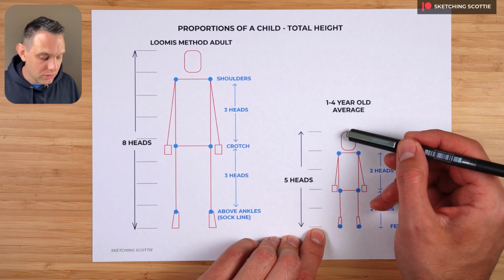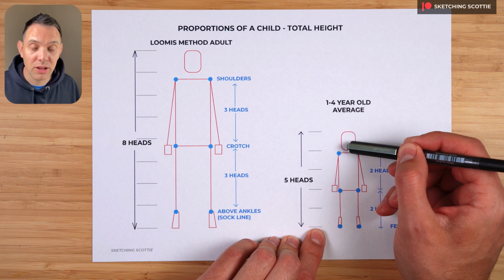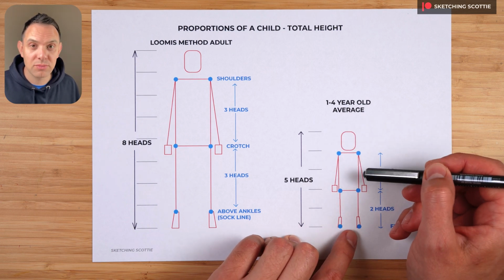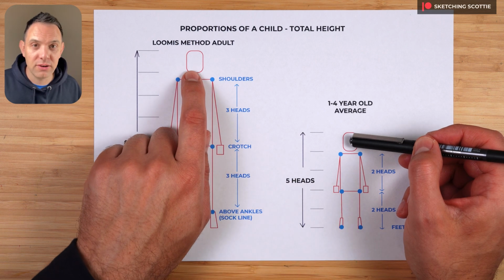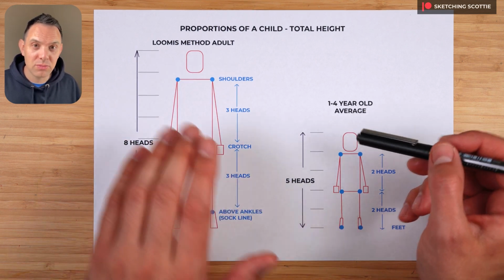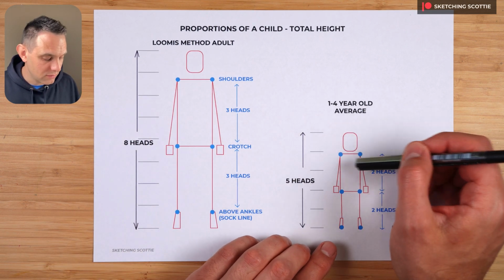So if you're drawing a 1-year-old, you can draw it a bit smaller than a 4-year-old, and you'll get someone that's a bit shorter. Child's head here is about 2/3 of the adult's head. So that's the general proportion that I've looked at here.